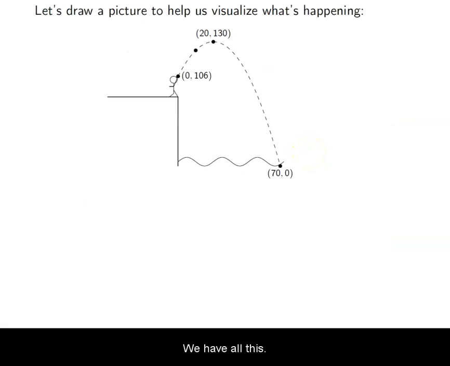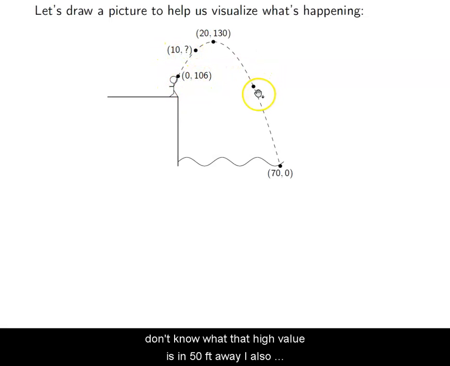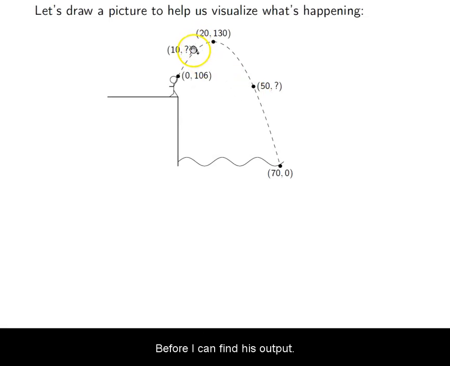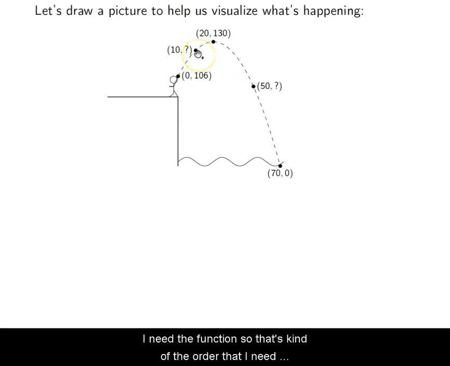we have all this. I'm interested in what's happening at 10 feet away. I don't know what that height value is. And 50 feet away, I also don't know what that height value is. So I need to know these output values in order to find the slope of the secant line. Before I can find the slope of the secant line, however, before I can find these outputs, I need the function. So that's kind of the order that I need to go.